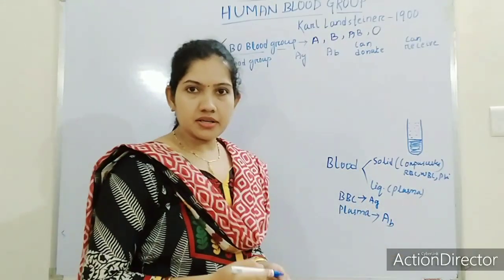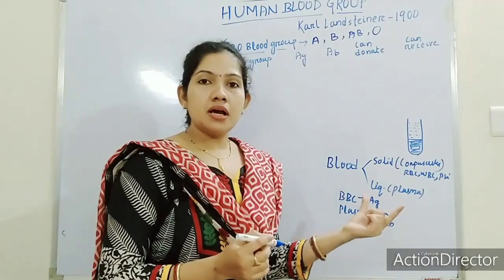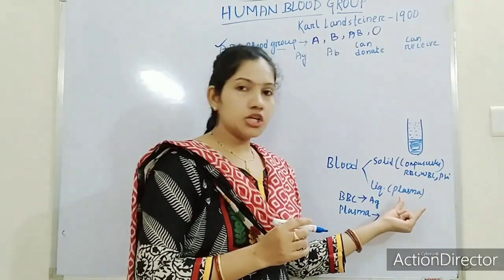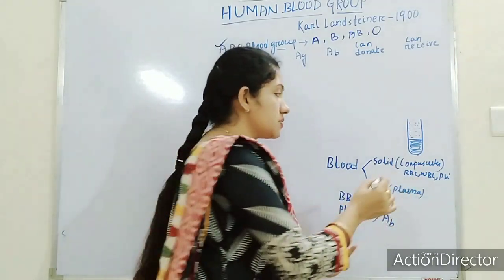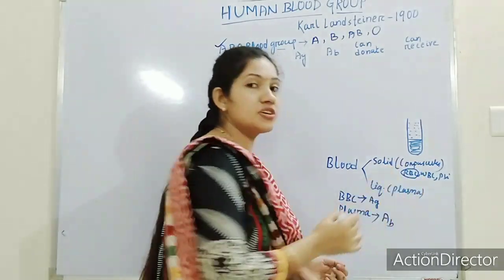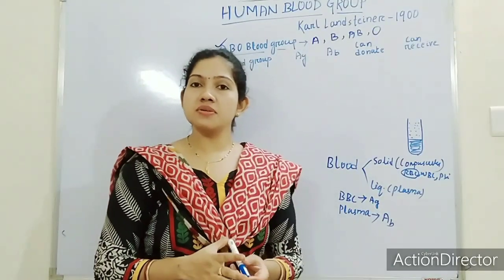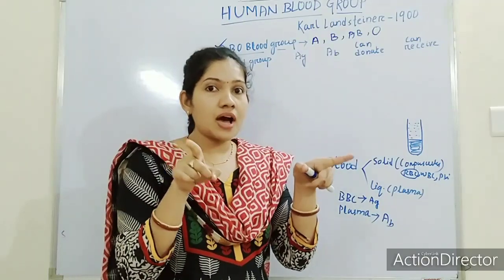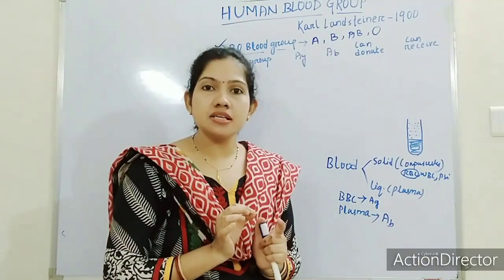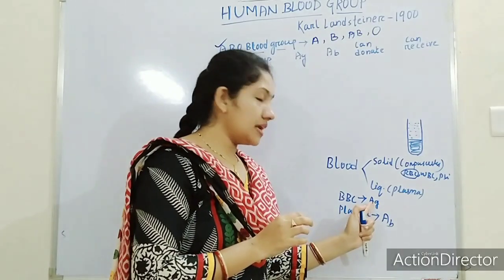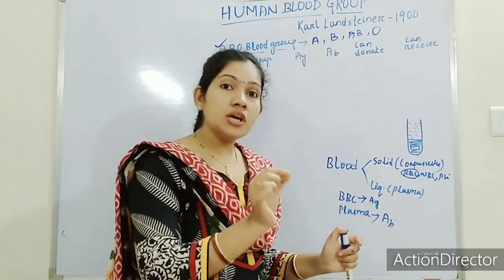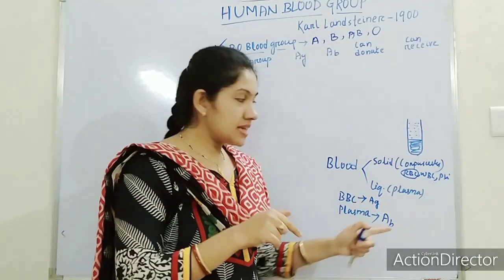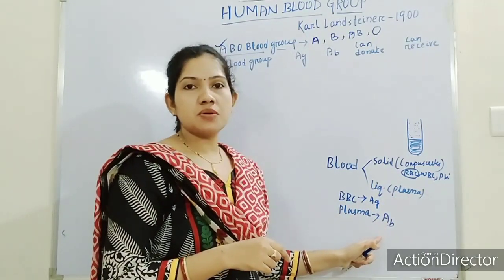I'm writing it in short form. In the blood of every person, in the solid part, especially on the surface of RBC, which, as you know, is biconcave in structure, I need not repeat that, one antigen is present. That antigen determines which blood group the person has, and inside the plasma, one antibody is present.